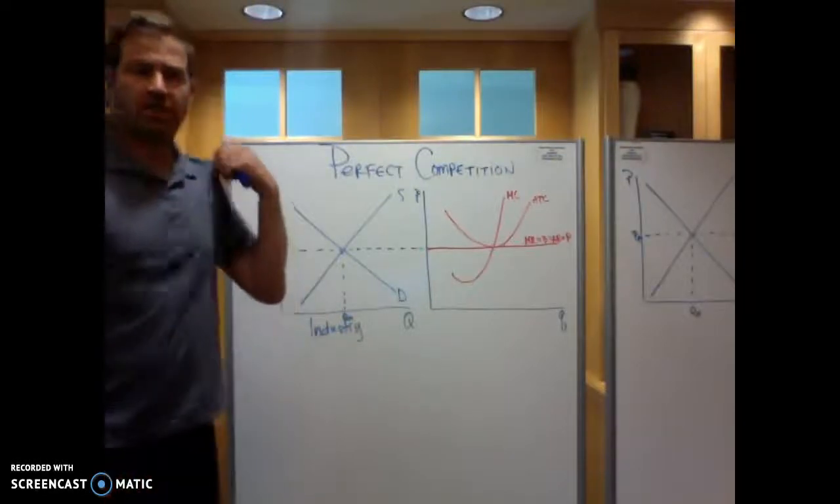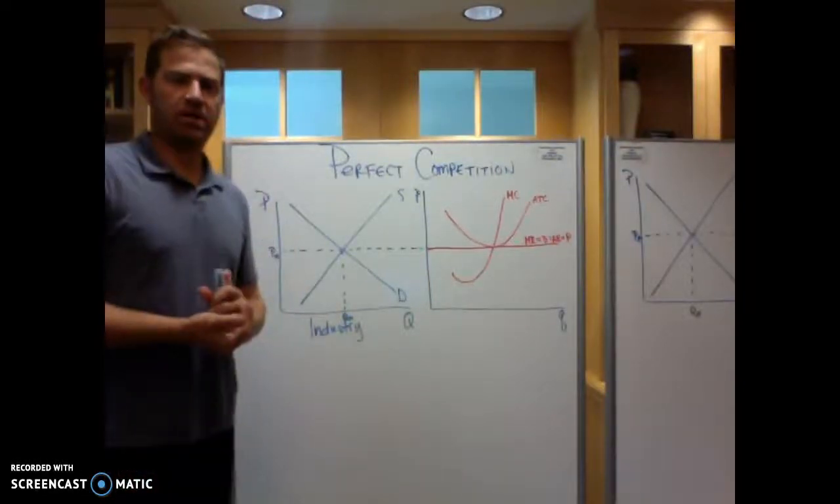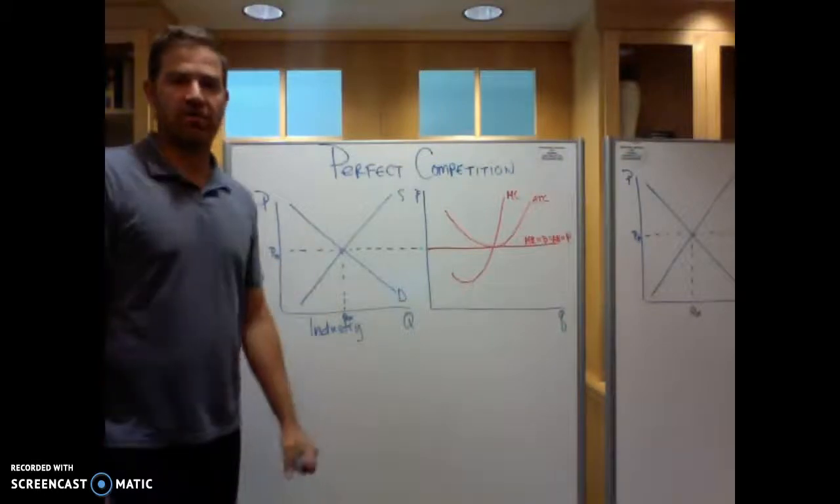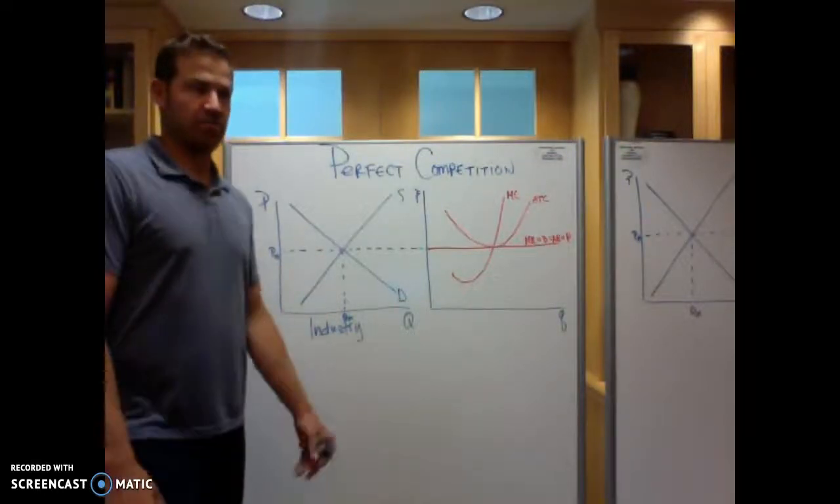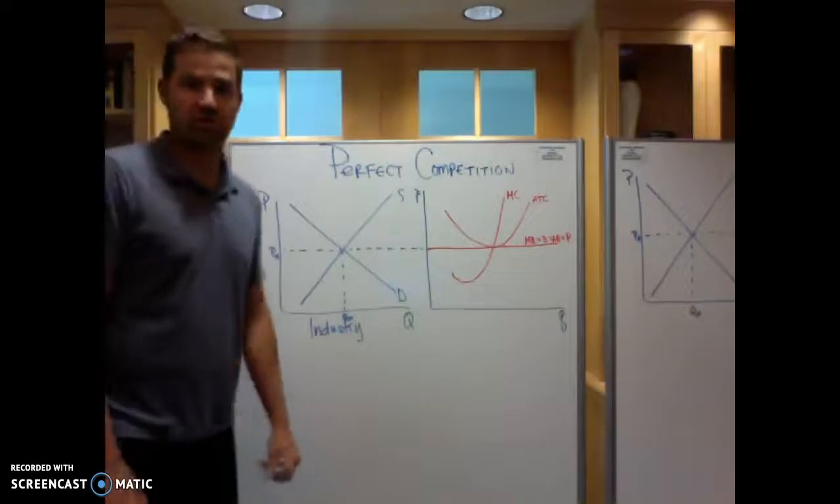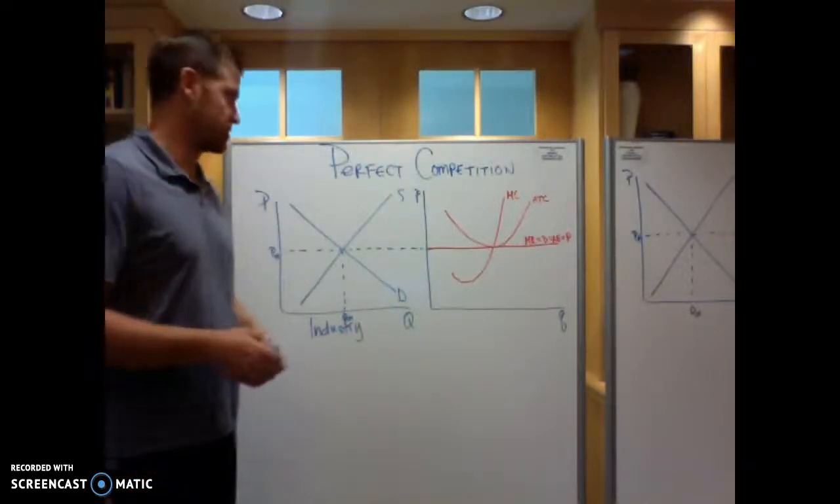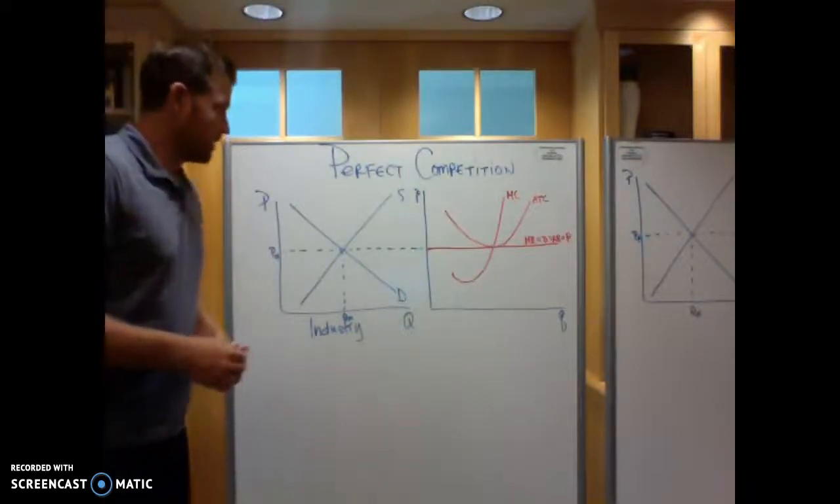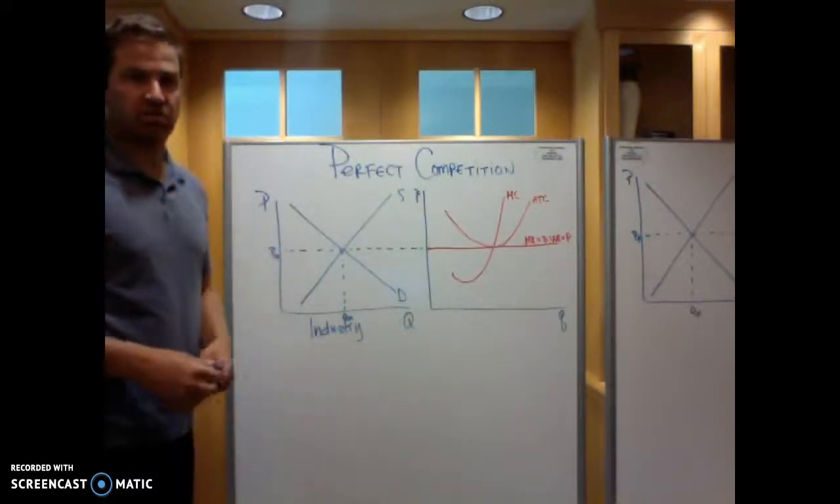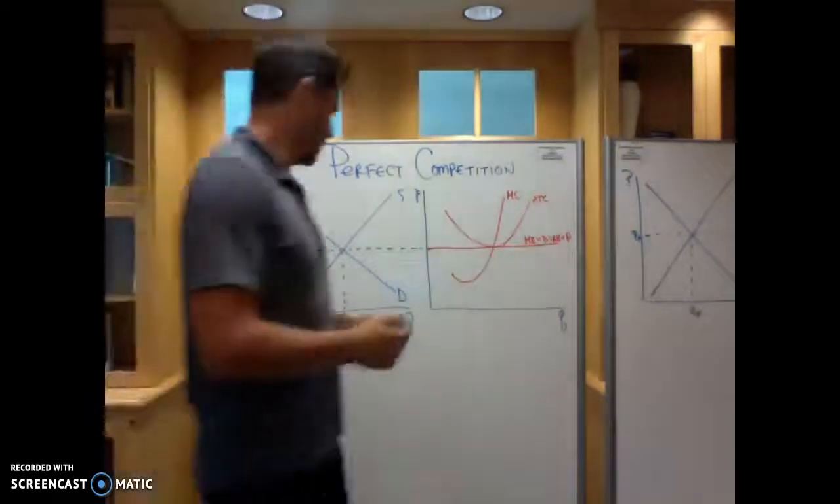Hey everybody, for our board work this week, we're just going to be breaking down the perfect competition graphs. I know there's a lot of lecture material out there, but sometimes it's good to just have somebody go through it so that you can see how it works. So basically what we have here is what you would call long-run equilibrium.